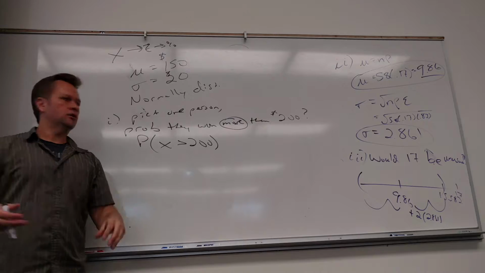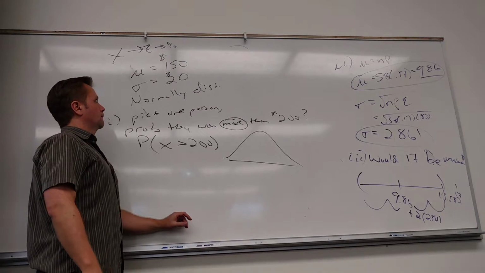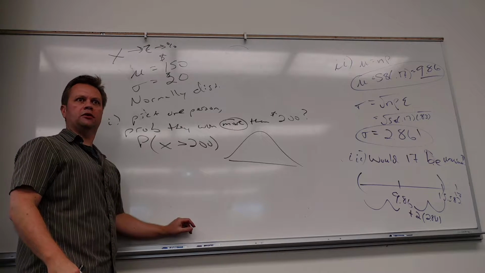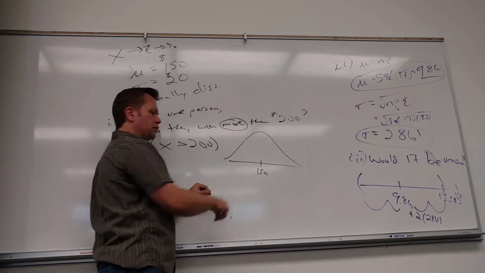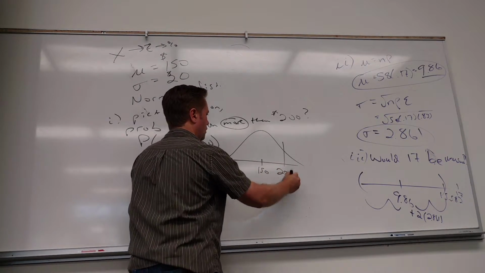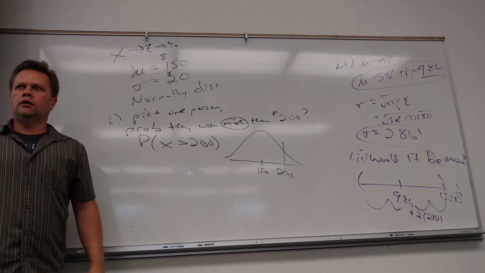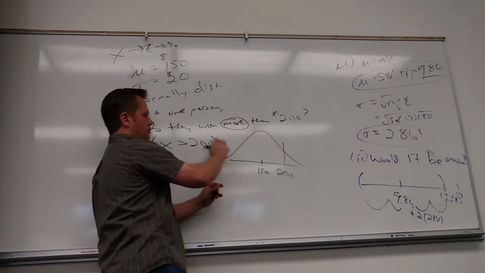So if I draw the picture, what do I put on it? Right in the middle I put 150. 150. Don't put 200 in the middle. That's not the middle. Where's 200 go? It just goes over there somewhere. And then where am I going to shade? Above. All right, greater than, shade above.